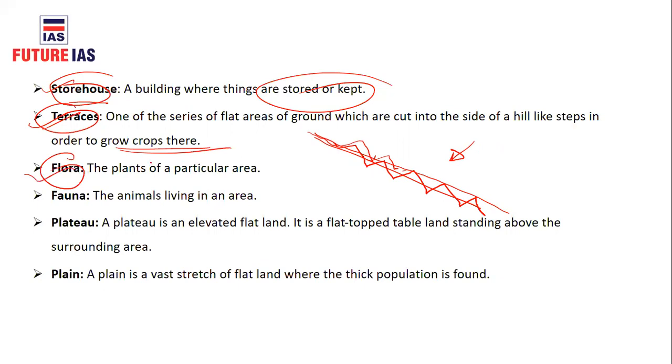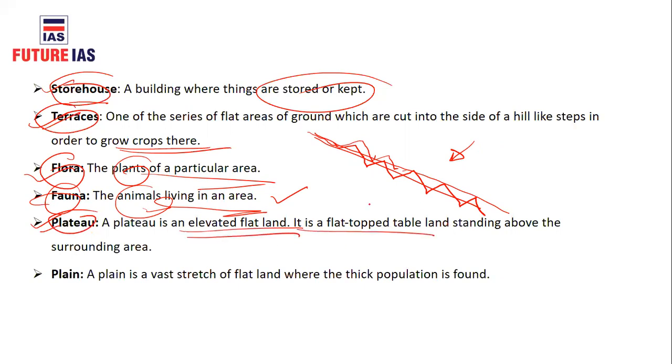Flora ka matlab hota hai the plant community in a particular area. Fauna ka matlab hota hai the animal community in the particular area in which it is staying. Plateau ka matlab maine aapko bata diya tha. Plateau is an elevated flat land which is also known as topped flat tableland, right, which is standing above the surrounding area. And plain means a vast stretch of land where a thick population can be found.